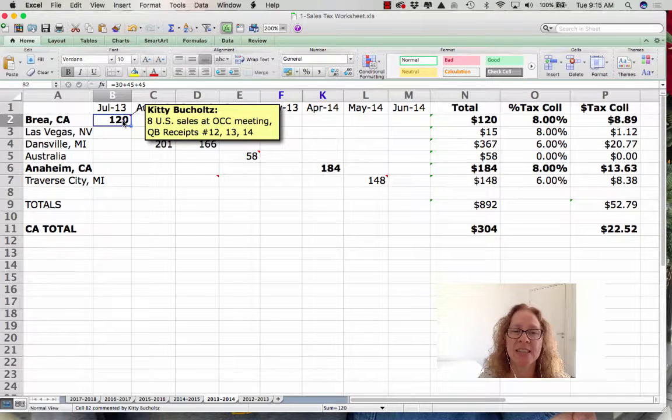So for instance, in that particular cell for Brea, California in July of 2013, I put a comment that I sold 8 copies of Unexpected Superhero at the OCC meeting, and that it's related to QuickBooks receipts number 12, 13, and 14. So any other additional information that I would want to find, that information would help me to find it.